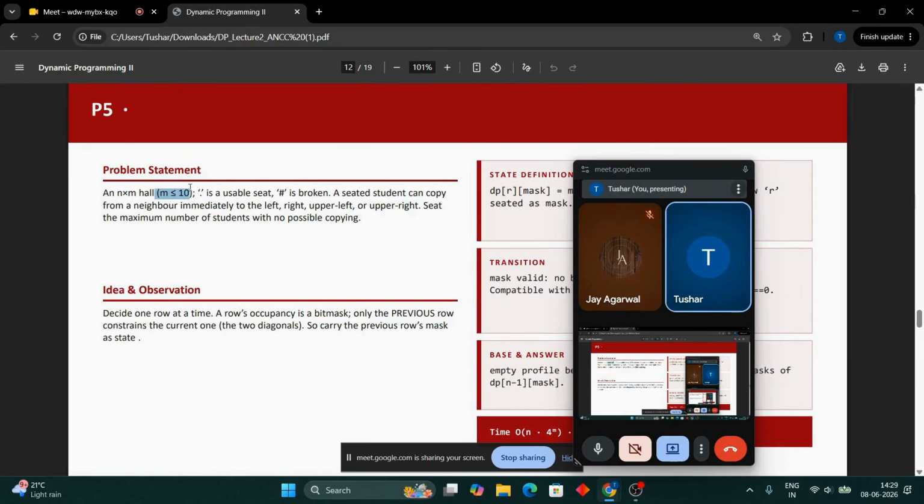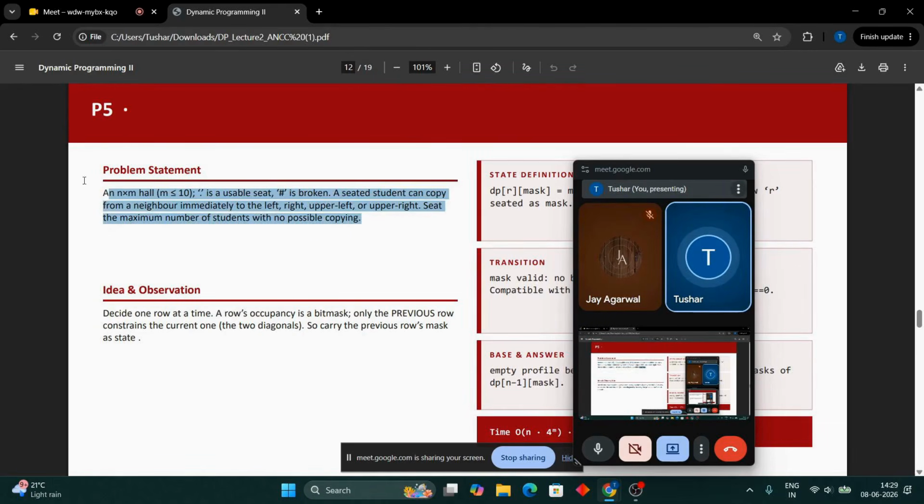So as we can see, the number of columns is small. Basically, in a row, the number of seats is bounded by 10. The only constraint in student sitting depends only on the current row and the previous row. We don't care about how a student is sitting in rows which are at a distance of 2 or more behind us.